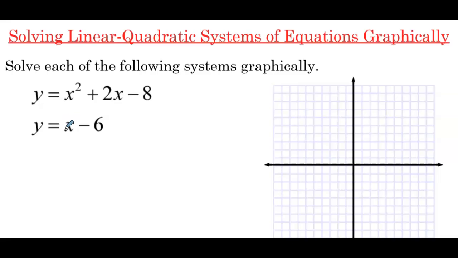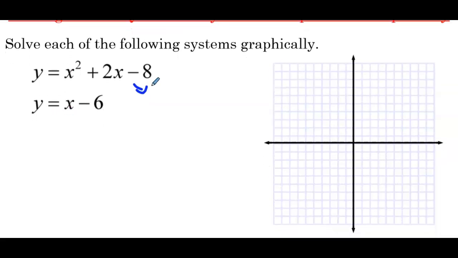We'll start with the quadratic function. So we want to find as much critical information as we can. We'll start with the y-intercept. So that's going to be the point 0, comma. If we substitute 0 into the function, we have 0 plus 0 minus 8. So 0, negative 8.